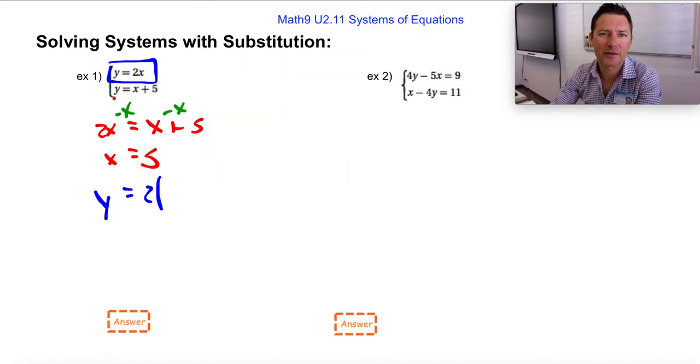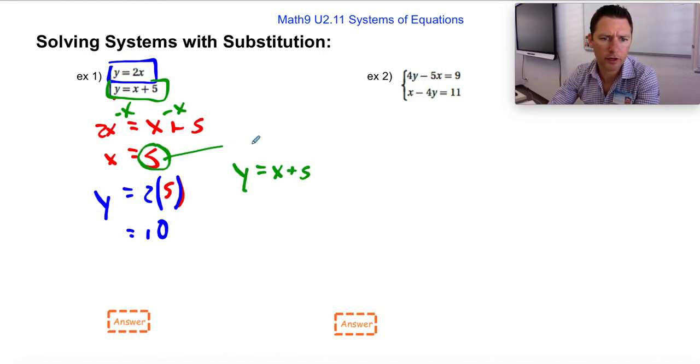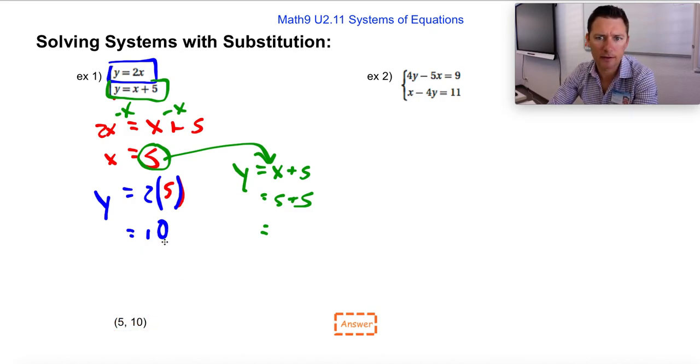And then, so you get 10, right? If you pick the other equation, it doesn't disturb the universe. This should be 10, right? If you use this equation instead, and you said, all right, y equals x plus 5, and you put in this 5 over here, you get y equals 5 plus 5, you get 10 anyway, right? So either way, you should get this as your answer, 5 comma 10.